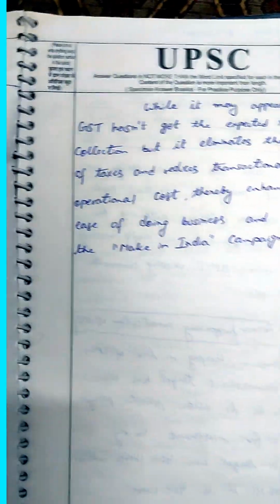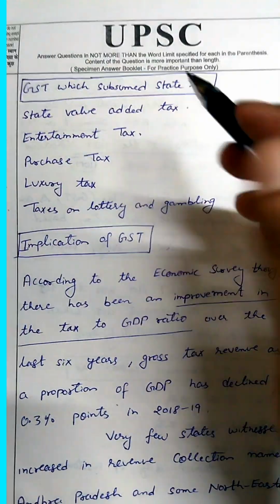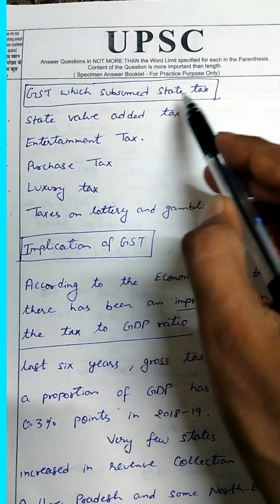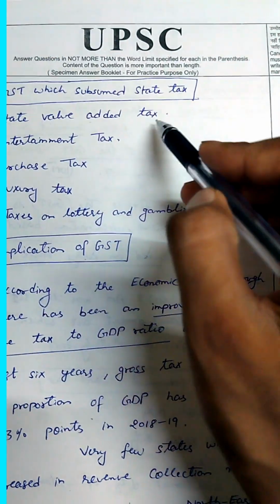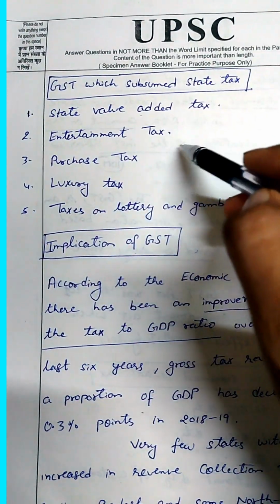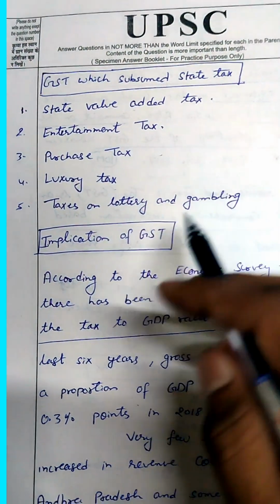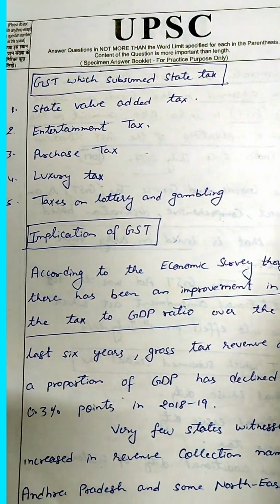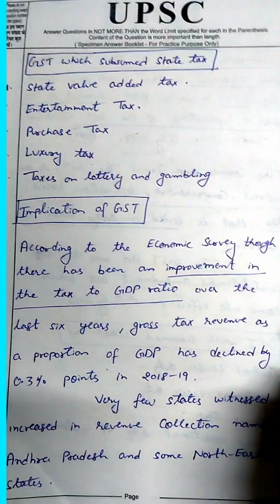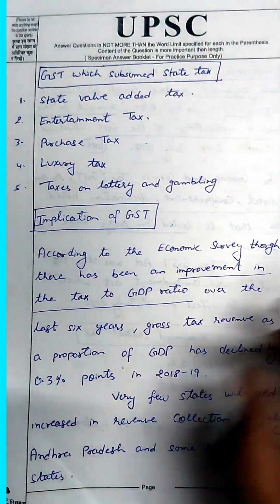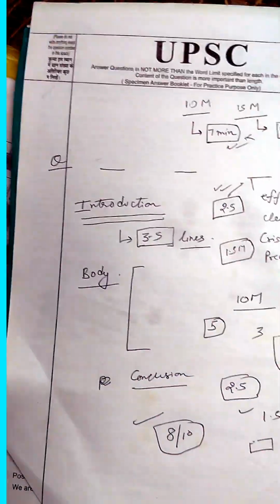And the next page, now GST which subsumed state taxes. So that is state value added tax, VAT, entertainment tax, purchase tax, luxury tax, tax on lottery and gambling. Okay, fine. So now what question has been asked here?